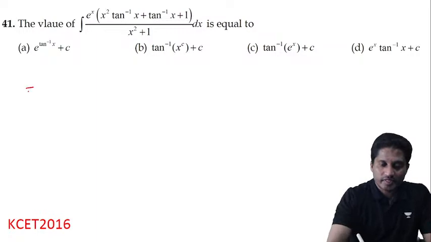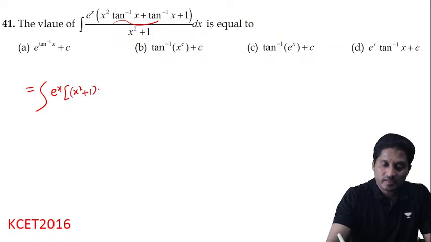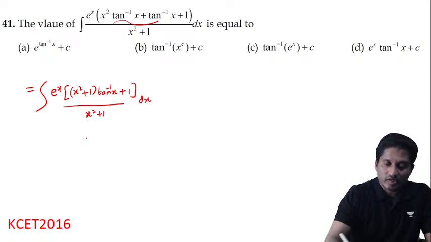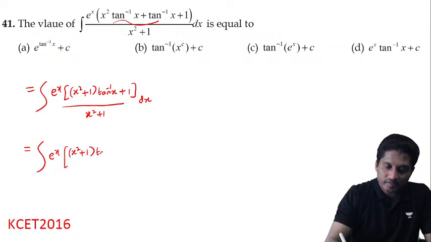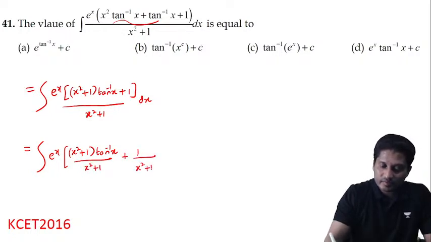So this is equal to integration of e power x. Okay, in the numerator between the first two terms, I'll take tan inverse of x common. So tan inverse of x into x square plus 1, whole divided by x square plus 1, then this is dx. Now if I divide e power x into a bracket, x square plus 1 to tan inverse of x, then whole divided by x square plus 1, divided by x square plus 1 dx.